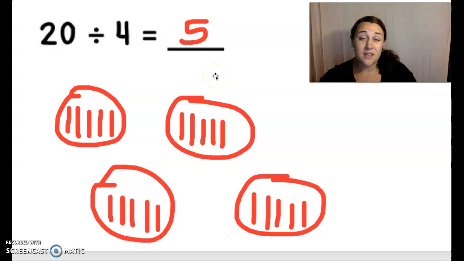Now for my friends that remember their math facts and have them memorized, if you look, you could see 4 times 5 actually equals 20. So division is kind of like the opposite of multiplication. So 20 divided by 4, well, in your head, if you can figure out 4 times what equals 20, then you'll be able to figure out your answer. So you could say, well, I know 4 times 5 equals 20. So 5 is the other number missing. We have the 20, the 4, we need the 5. That's if you can remember. If you can't, that's fine. We're going to keep making equal groups. So let's go on to the next one.